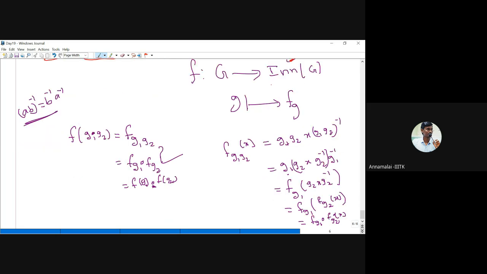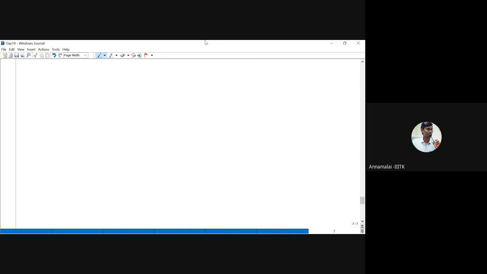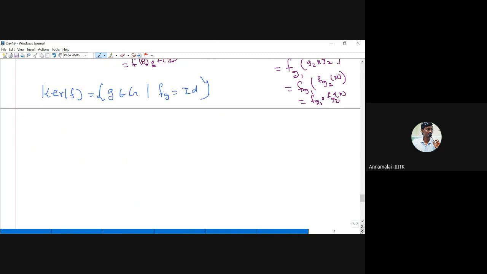Now what is the kernel? Kernel is nothing but the set of all elements which map to the identity element. So what is the kernel of this function? The kernel of f is nothing but the collection of all elements g in the domain such that f suffix g should be the identity function. So that means what? So this is equal to the set of all g in G.